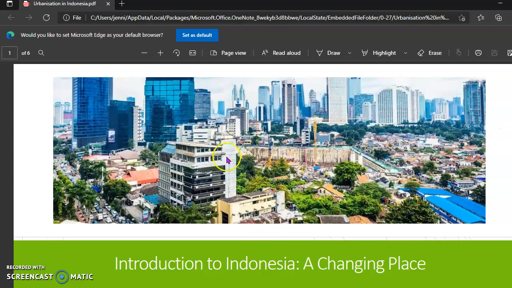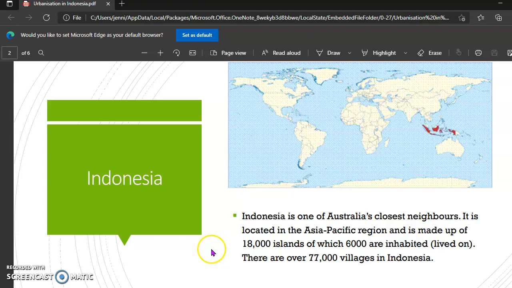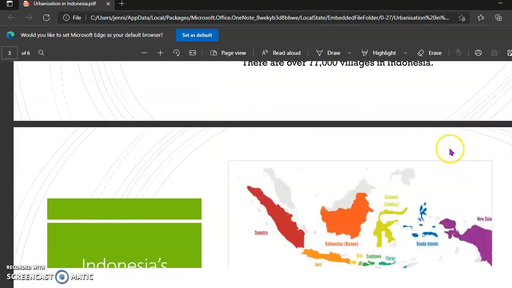Okay, so introduction to Indonesia. All right, so this is slide 2. Indonesia is one of Australia's closest neighbours. It's a country here in red. It is located in the Asia Pacific region and is made up of 18,000 islands, of which 6,000 are inhabited, so 6,000 are lived on. There are over 77,000 villages in Indonesia, so you might want to start writing the description of where it is. Right now, it's in the Asia Pacific region. You might want to say it's just to the north of Australia. So you could start writing your answer to number 1.